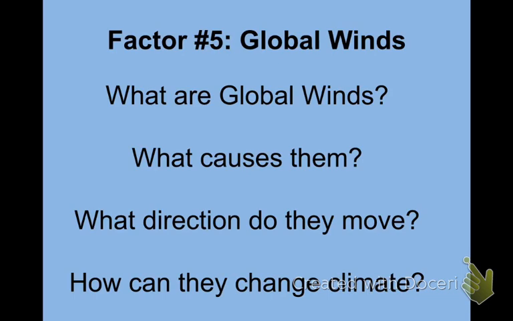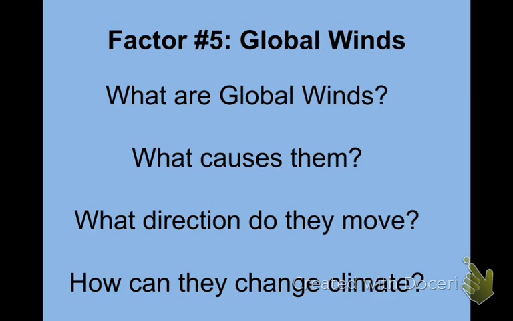Okay, global winds. This is our fifth factor, fifth out of six. Remember, these global winds are caused by the differences in how the earth is heated. The equator is very warm, the poles are very cold. So that's going to cause the warm air from the equator to rise up to the poles and the cold air from the poles to go down to the equator. That's what causes them. The purpose of them is to balance out the global temperatures.